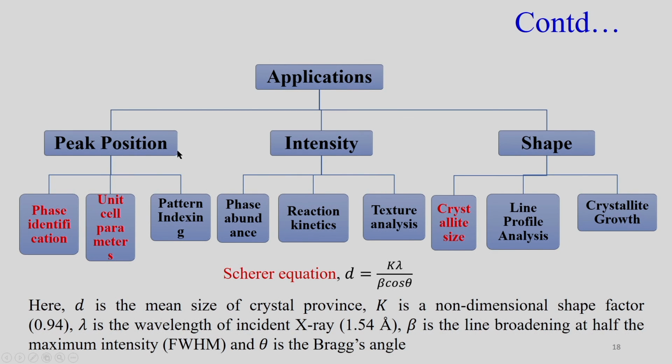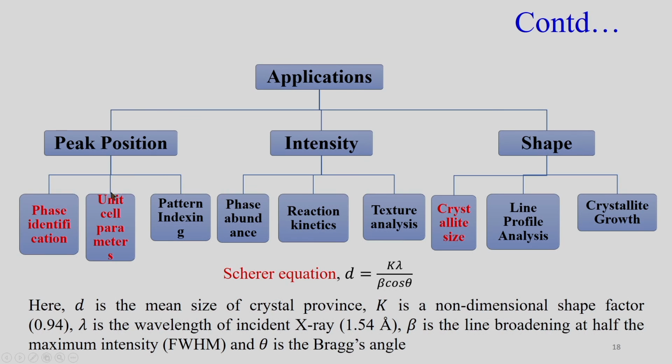So, as I told, from the spectra we will have the peak position, we will have the intensity, and we will have some shape of that spectra. Peak position gives what the particular phase is, like if you are comparing hydroxyapatite, whether it is hydroxyapatite or tricalcium phosphate, beta tricalcium phosphate. Then it also gives the HKL value, unit cell parameters and pattern indexing.